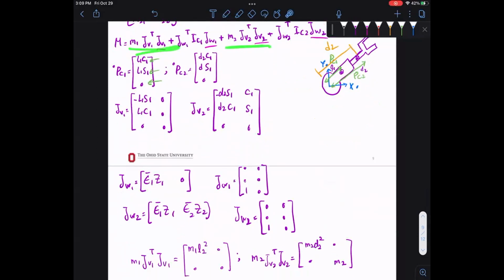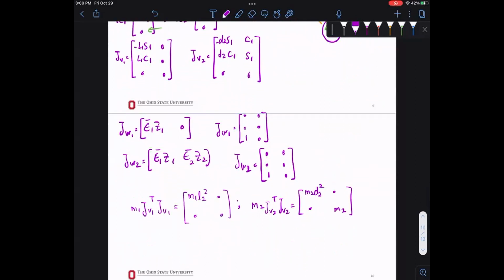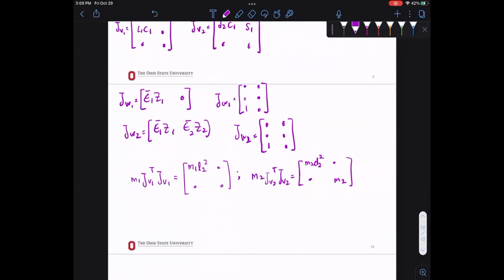Now we have to do the other one for J omega. J omega 1 transpose IC1 and J omega 1 multiplied by J omega 1. These are all matrix multiplication, right? If you do that, you will get IZZ1, 0, 0, 0. And for the other one, J omega 2 transpose IC2, J omega 2 is IZZ2, 0, 0, 0.